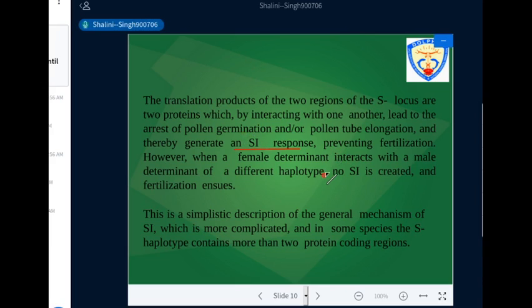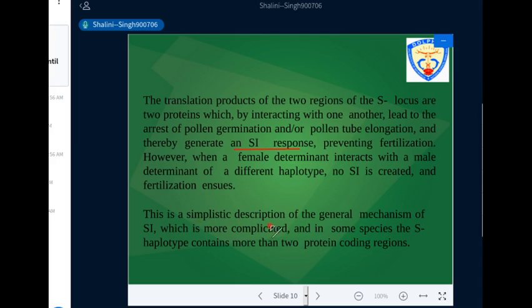However, when a female determinant interacts with a male determinant of a different haplotype, no self-incompatibility is created and fertilization ensues. That means if female and male have the same type of genetics, then there will be generation of a self-incompatible response. But if they belong to different groups, that means male and female parts of the flower belong to different self-incompatibility groups, there will be normal fertilization.